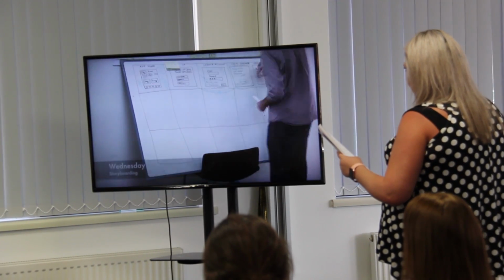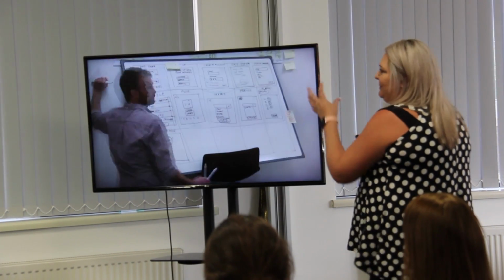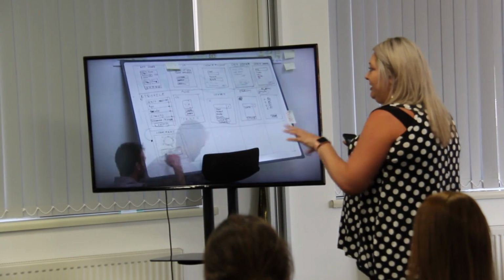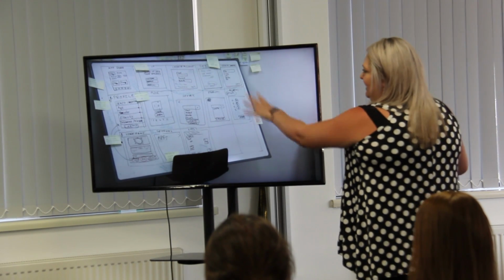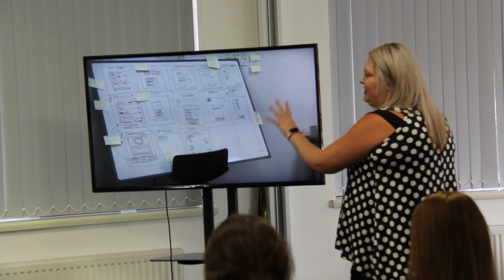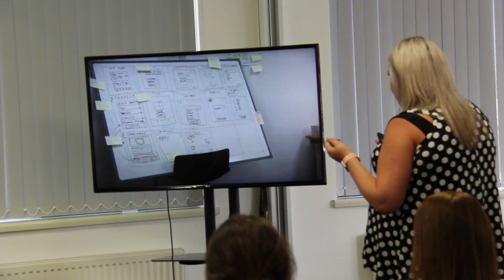So this then was our storyboard. This is Wednesday afternoon. Based on the things we said we absolutely must have in our prototype, Emil's sat there, we're sketching out basically all of the screens and the customer journey that we're then going to look to build on Thursday, to prototype on Thursday.